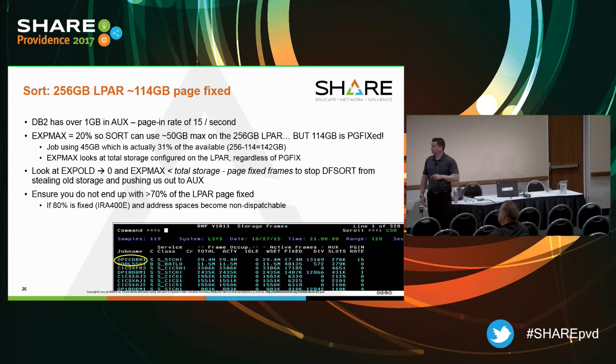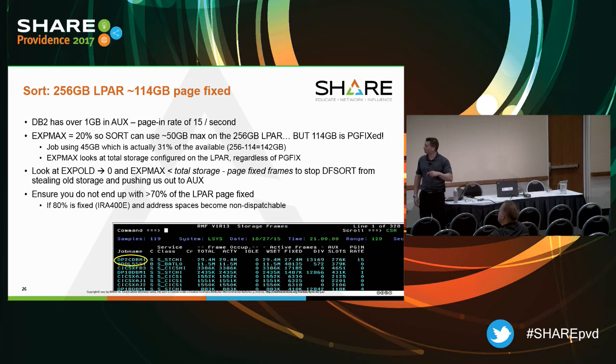Okay, continuing in that vein. This customer had set that limit. He said, okay, I'm only going to allow sort to use up to 20% of the LPAR. So EXP Max is 20%. The problem is DFSORT doesn't look at the entire LPAR and get the whole picture. He came up and said, oh, there's 256 gig assigned to the LPAR. I'll take 20% of that.